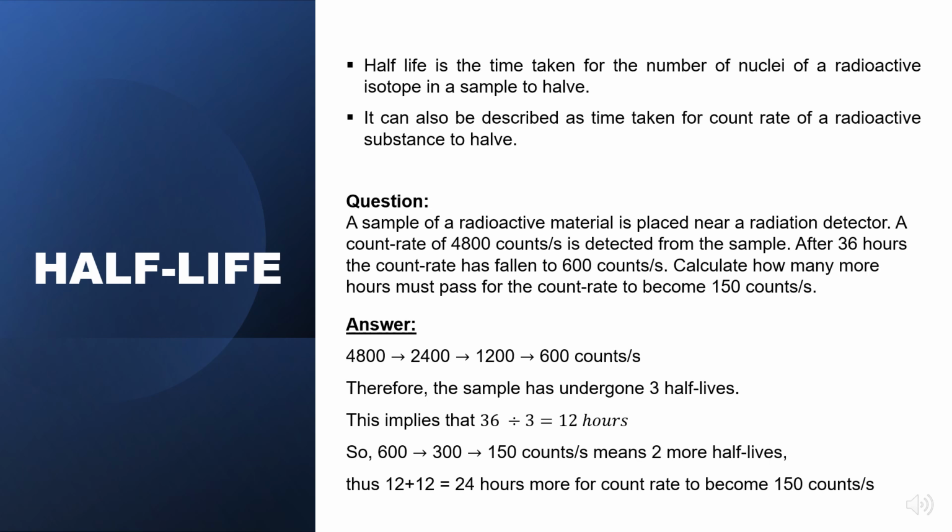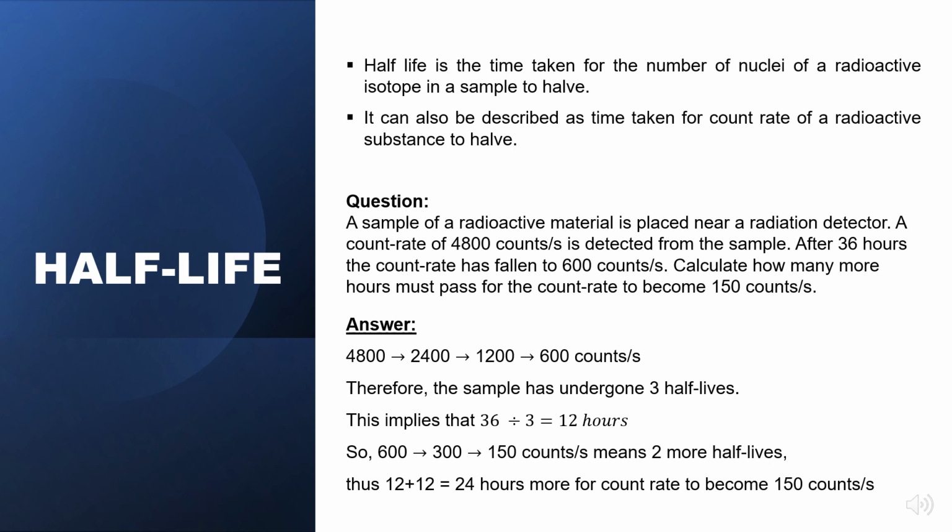When the number of nuclei of a certain radioactive isotope has halved, the mass of that isotope has halved as well. Now here is a sample question. A sample of radioactive material is placed near a radiation detector. A count rate of 4,800 counts per second is detected from the sample. After 36 hours, the count rate has fallen to 600 counts per second. Calculate how many more hours must pass for the count rate to become 150 counts per second.